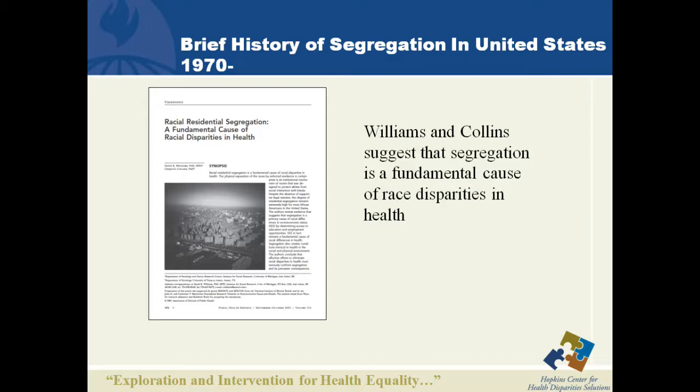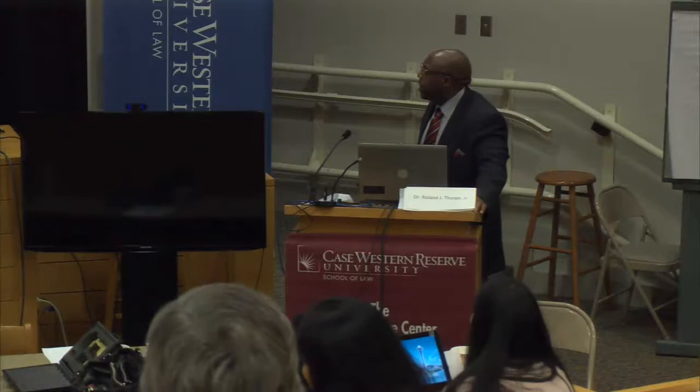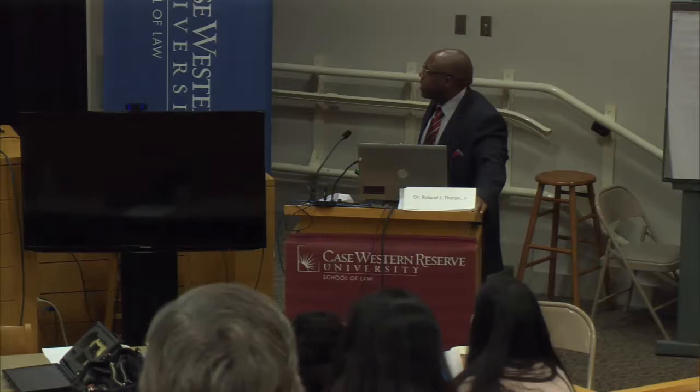This is a picture showing the black-white segregation in the United States from the 2000 to 2010 census. At the national level, we have a modest decrease. It was around 60% in 2000 and has decreased to, I think the number is, 57% at the national level. This is how it's distributed across the United States, with the least being in the West. The least black-white segregation resides in the Western region.